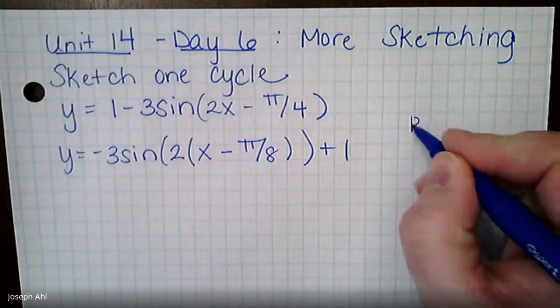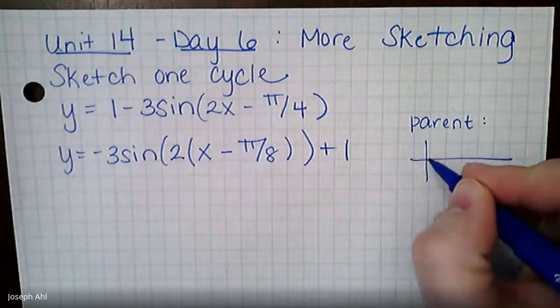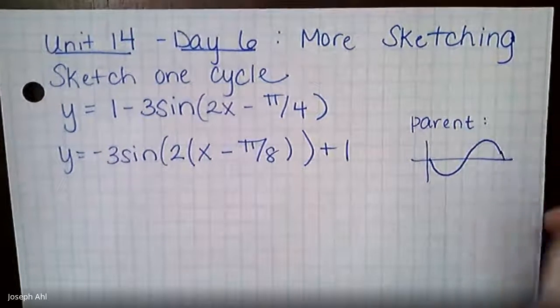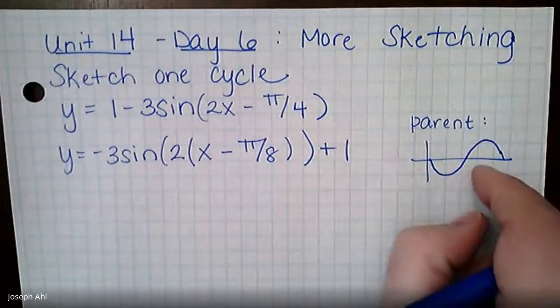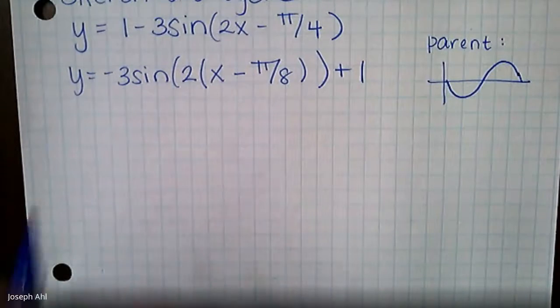And because this is a negative out front, when I sketch what the parent graph looks like, the parent of an upside down sine graph looks something like this. So in the end, we're going to see a transformed version of this parent. And let's get right to it and start identifying some of the key information.